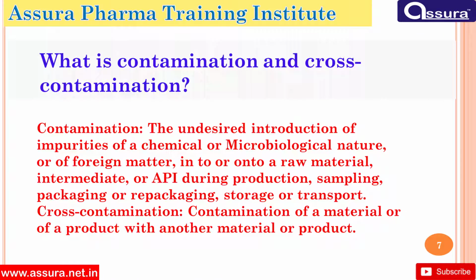Next, what are contamination and cross-contamination? Contamination: the undesired introduction of impurities of a chemical, microbiological, or foreign nature into or onto a raw material, intermediate, or API during production, sampling, packaging or repackaging, storage, or transport. Cross-contamination is the contamination of a material or product with another material or product.